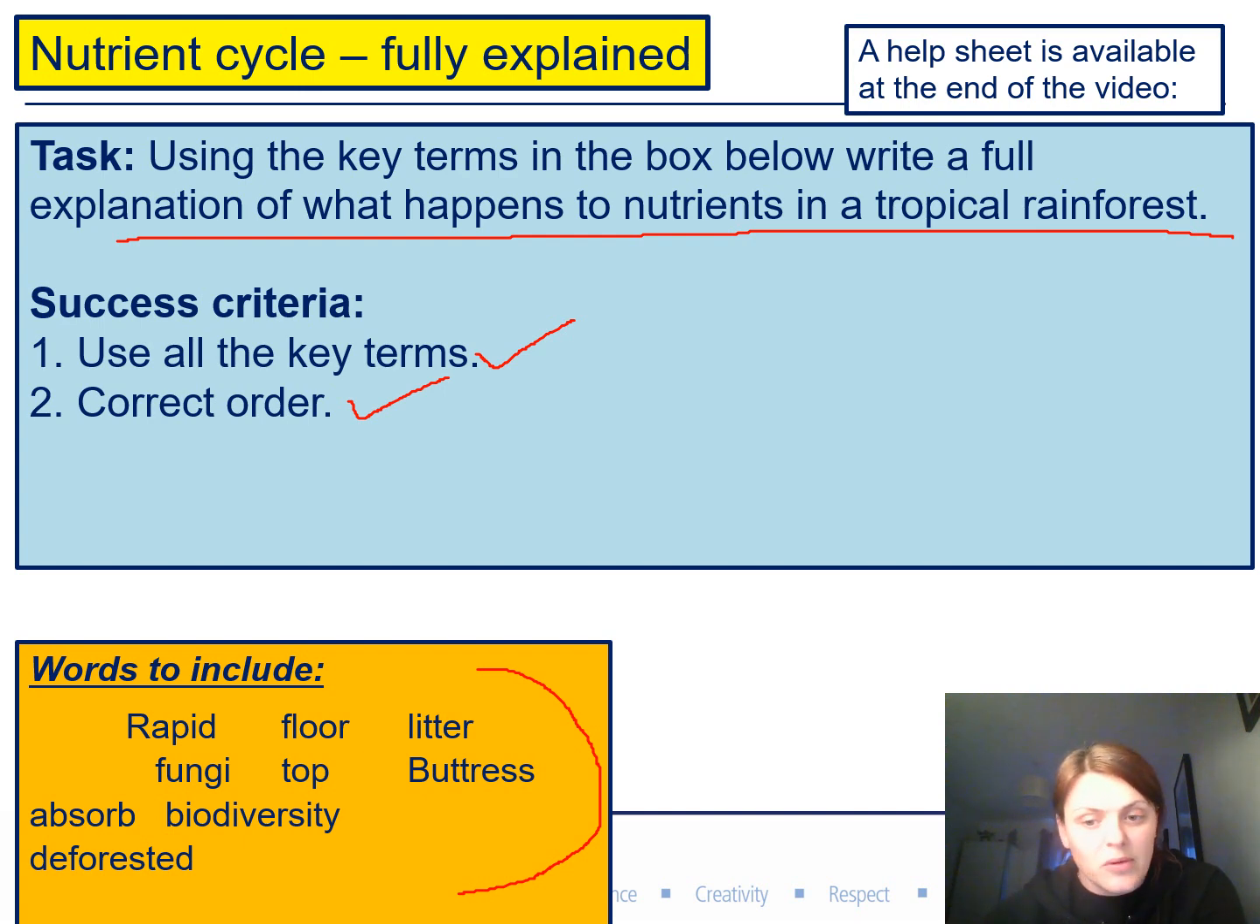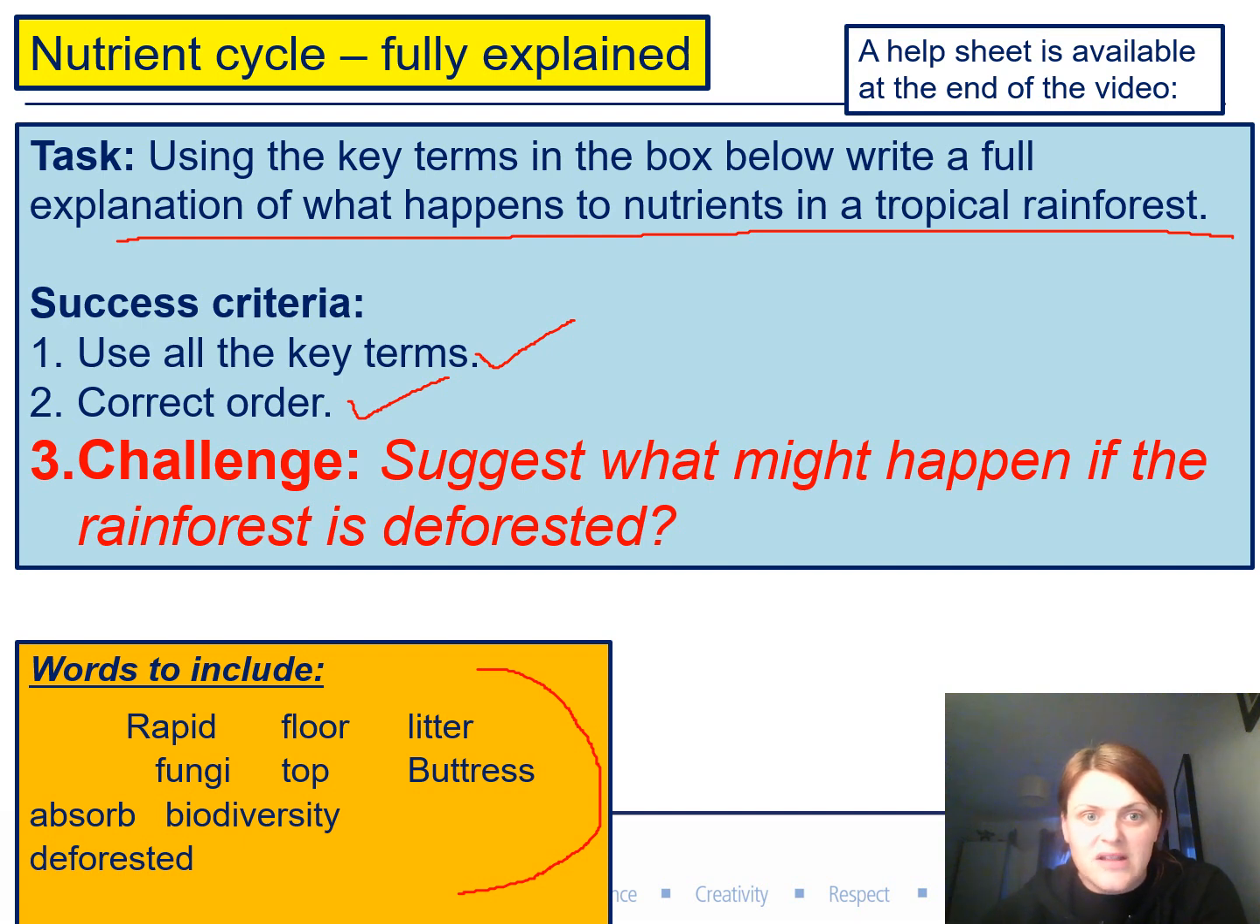So write a full explanation of what happens to nutrients in the tropical rainforest. You've got to use all of the key terms, and you've got to use them in the right order. There's something really important, guys, as well, that I want you to do, is the challenge. Now, I've noticed so far that not many of you are really pushing yourselves in your extended writing. So I want you to have a go at this if you can. It's really important. I also want you, in your writing, to suggest what might happen if the rainforest is deforested, if it's cut down. So what would happen? We know that already. So you need to put that into your writing.